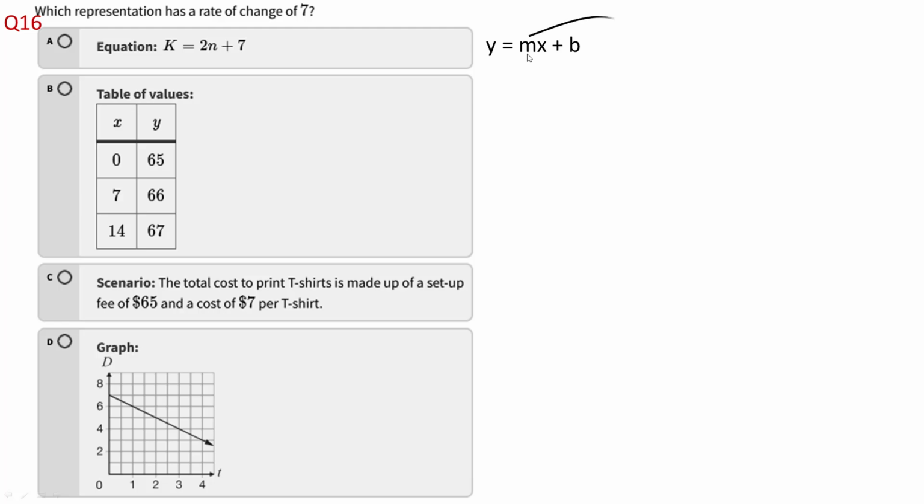And so the rate of change is the coefficient of the x. That's the rate of change. So in this case, the rate of change would be 2. So that's why A is not our correct answer.